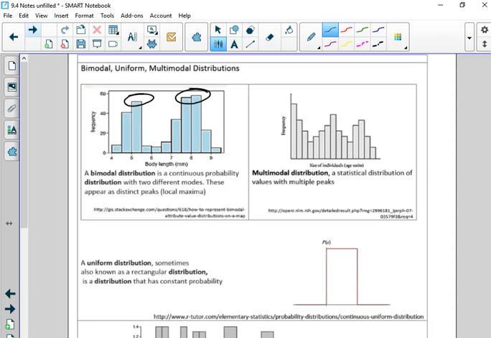Multimodal is where you just have a bunch of peaks, more than two. Technically, we could say trimodal and quadmodal, but once we get past bi, we just say multi. So when there's a bunch of modals, bunch of peaks, we call it multimodal.